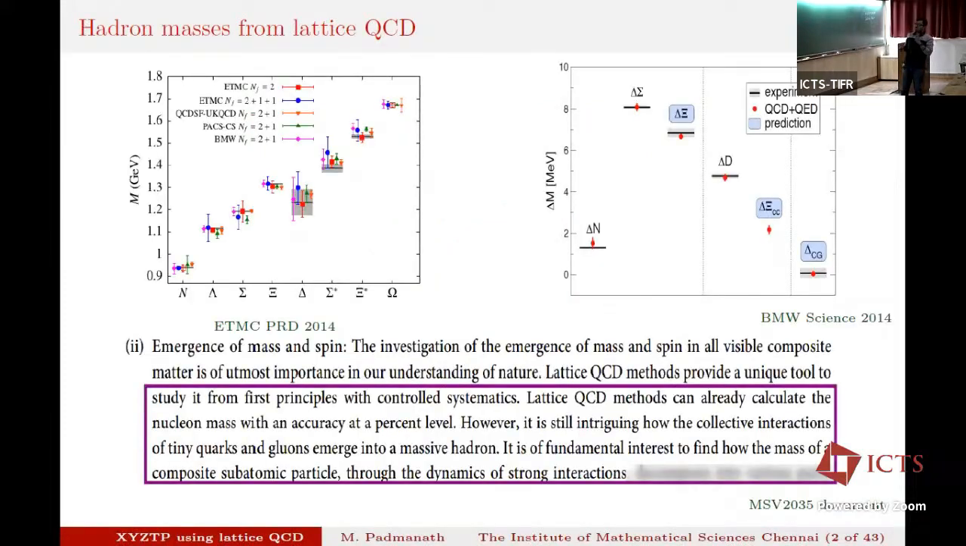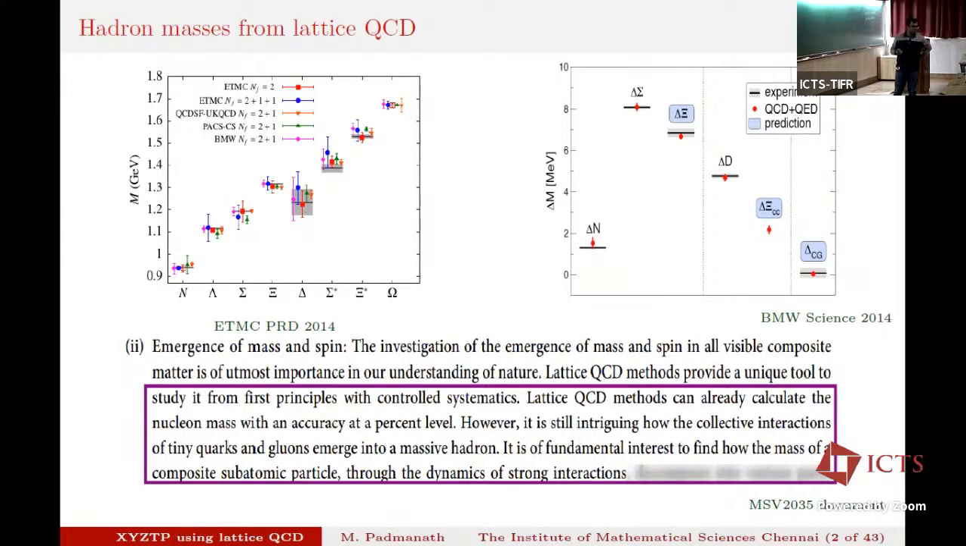So let's start with this paragraph that you got to see in yesterday's talk by Bedango, where he highlighted these sentences, which say: lattice QCD methods provide a unique tool to study hadron masses from first principle with controlled systematics, and lattice QCD methods can already calculate nucleon mass accuracy at percent level. And he stopped at that point.